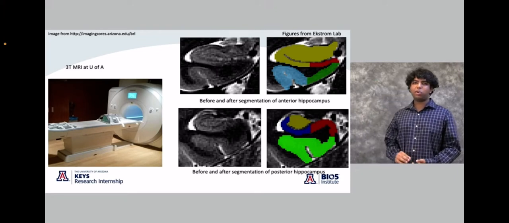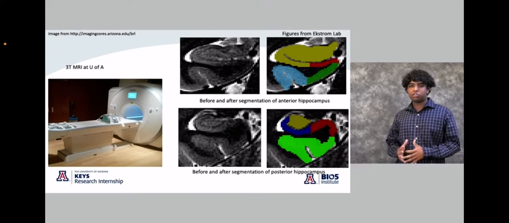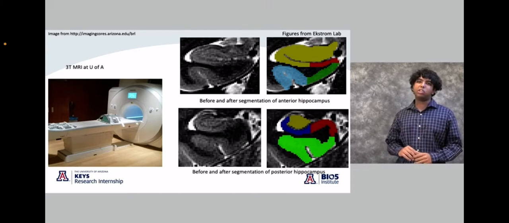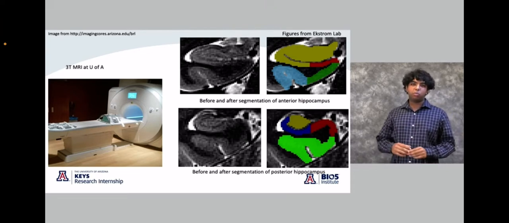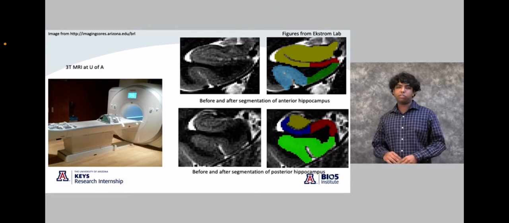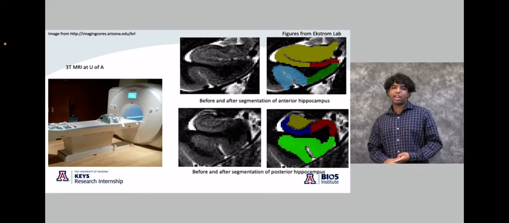In order to compare the relative development of the subfields between typically developing people and people with Down syndrome, we took MRIs of participants ages 11 through 20, and then we try to estimate the volume of the subfields. We use ITK-SNAP, which is an imaging software, along with anatomical markers, measurements, and Dr. Arne Ekström's protocol in order to estimate the volume of the subfields.